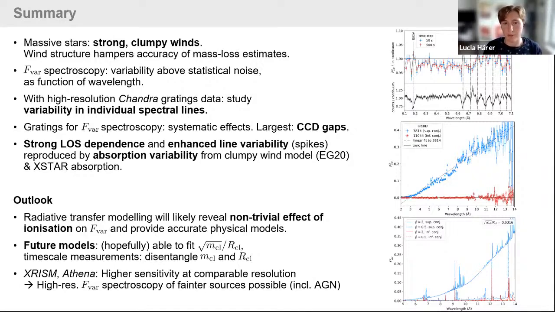Okay, with this, I'm at the end of my talk. Two more remarks. If you're interested, the clumpy wind model is available on request. And also we are preparing a paper which is going to be submitted very soon. Yeah, I'm happy to take questions.